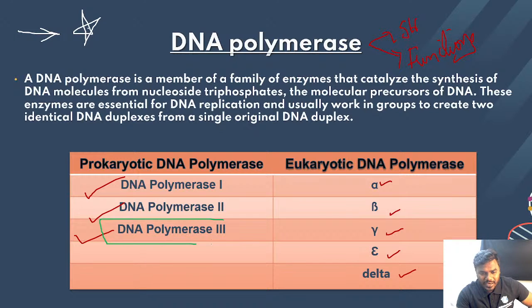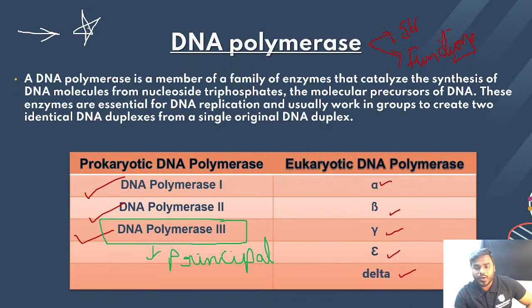polymerase 3 the important and principal enzyme. Principal enzyme means the most important enzyme among all. Friends, when you look into the eukaryotic DNA polymerase enzymes, we call polymerase delta the most important or principal enzyme. Anyway, let's understand why we call only delta and polymerase 3 the principal enzymes. Why not any other polymerases?